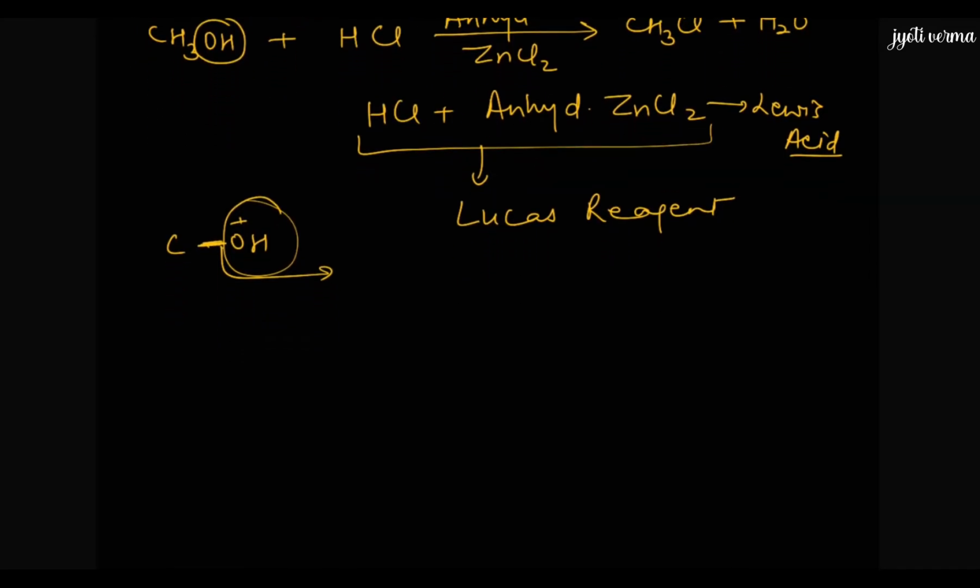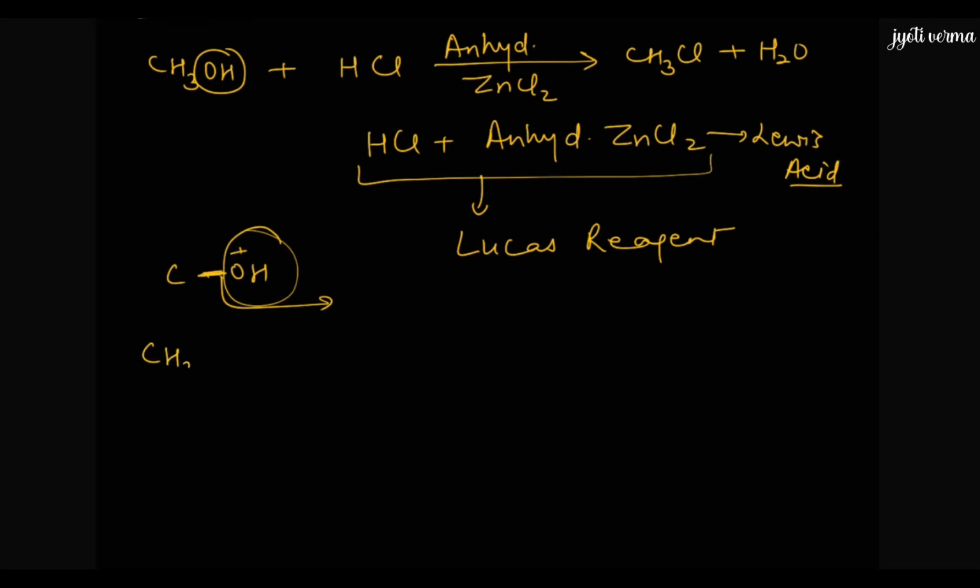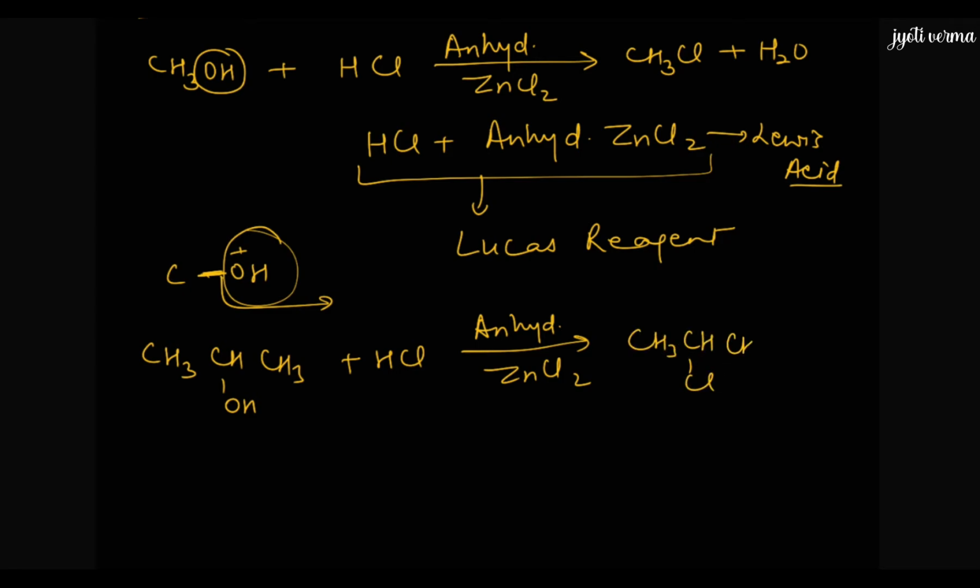Now we are moving to, say for example, in place of having a primary alcohol, we have a secondary alcohol, say it is CH3CHOHCH3. Now in such a case, the reaction will be a bit faster. We can do the reaction with HCl, and in presence of anhydrous ZnCl2, the reaction will take place and we will be getting the corresponding chloride, CH3CHClCH3 plus H2O.